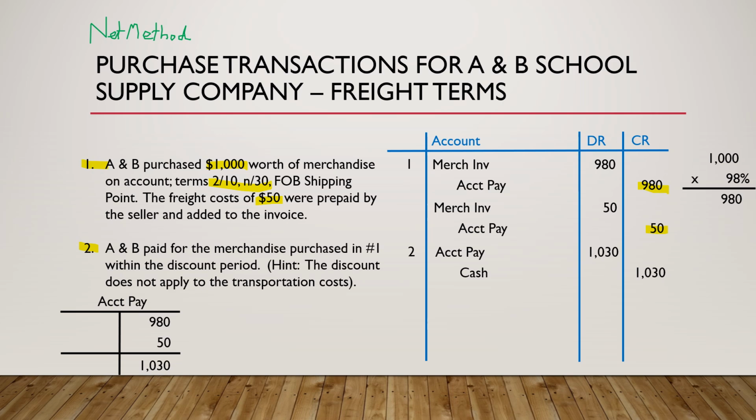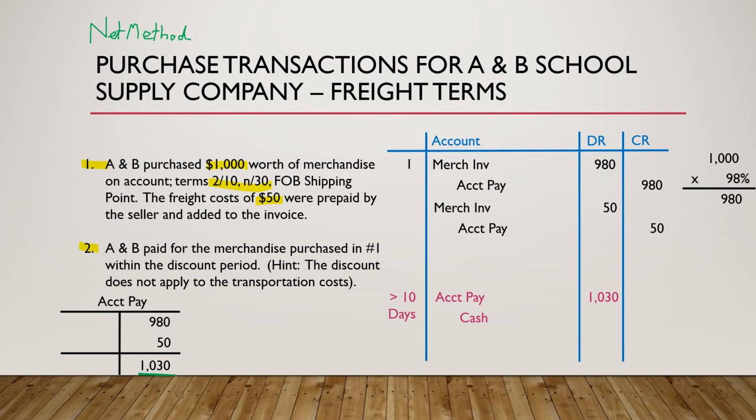What if A and B waits too long to make the payment? It will still debit accounts payable and credit cash. AP will still be debited for $1,030, the amount of its balance.